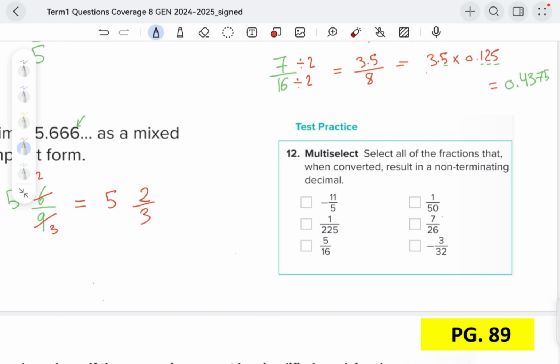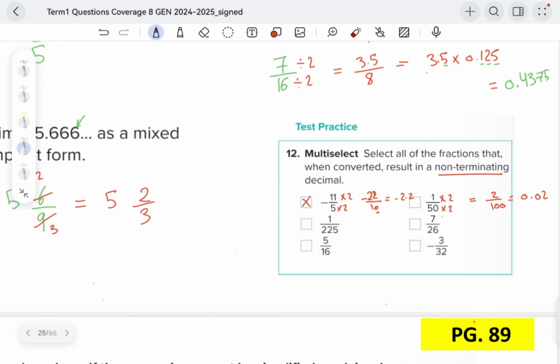In question number 12, we have to select all the non-terminating decimals. Okay, let's start with the first one. Here, if we multiply it by 2 by 2, we're going to have 22 out of 10. So this is equal to negative 2.2. If we have 10, move the decimal point one step to the left, it will be negative 2.2. This is a terminating decimal. We have to choose the non-terminating, the repeating one. Here, we're going to multiply this by 2 by 2. We're going to have 2 out of 100. This is equal to 0.02. Also, this is terminating.